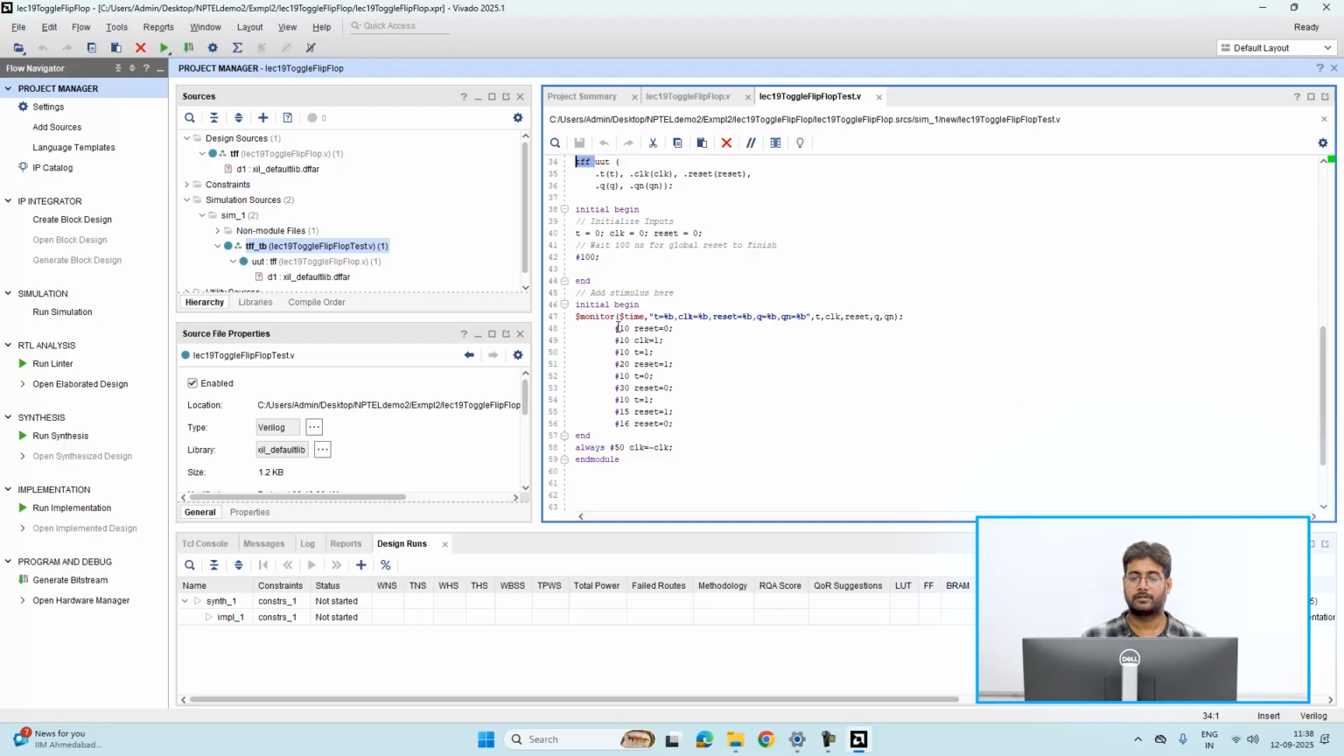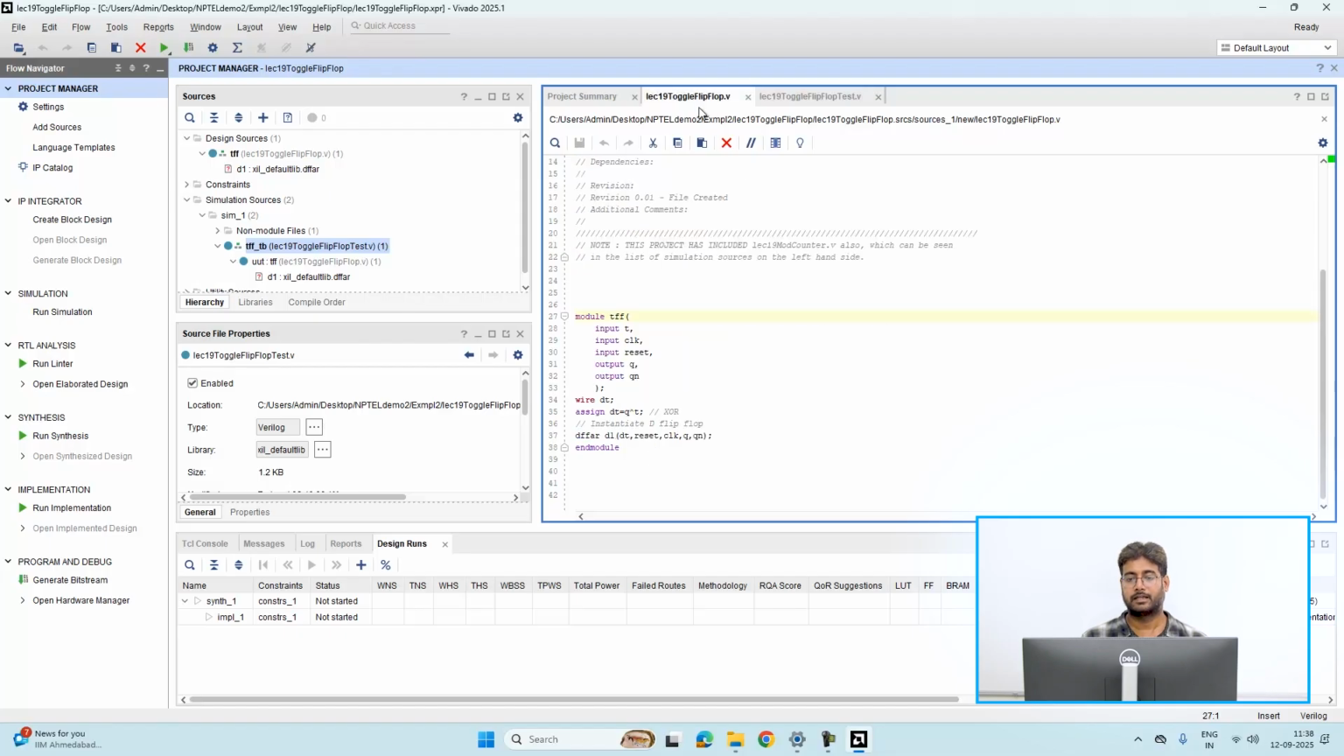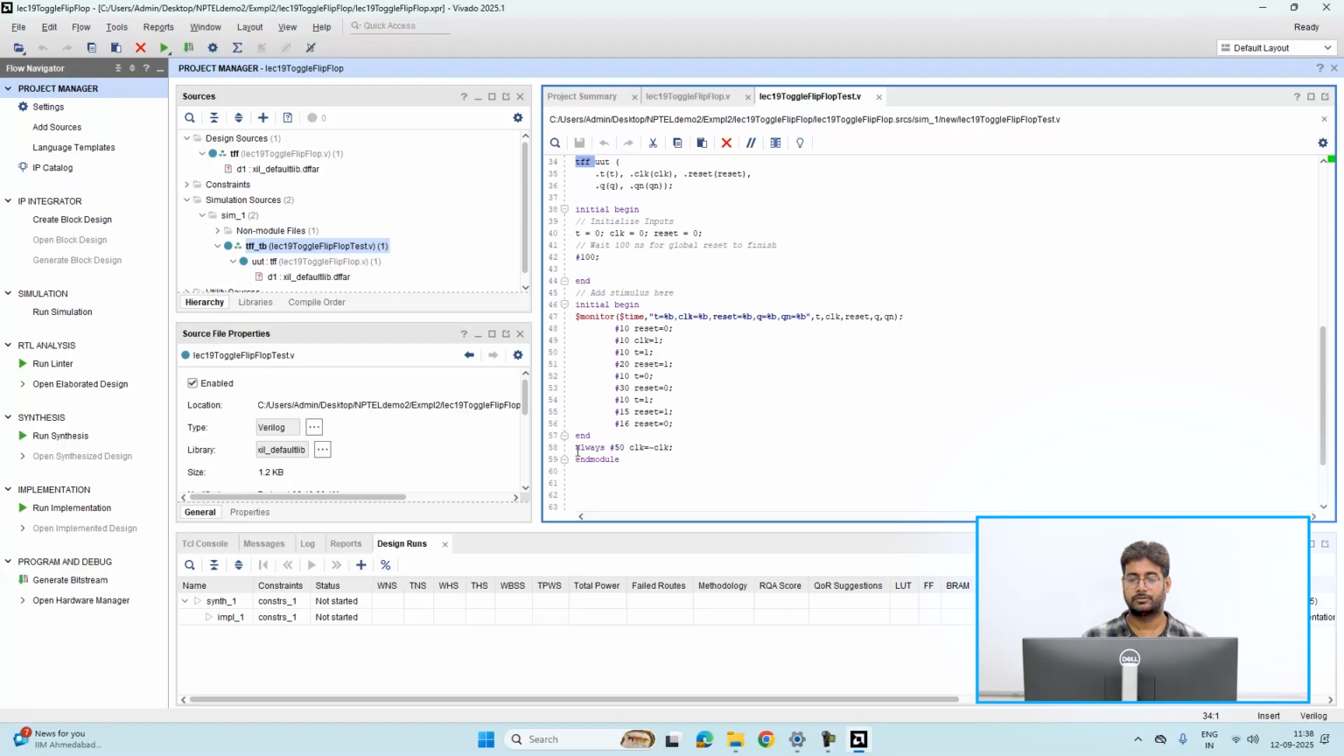And the stimulus: after 10 nanosecond, hashtag 10, that is 10 nanosecond, reset equal to 0. Then again after 10 nanosecond, clock equal to 1, then T equal to 1, likewise up to this point. Then we will end it. As it is a sequential circuit, because we have clock inputs here, we need to define a clock also in the test bench. So using an always block, we have defined a clock of time period equal to 100 nanosecond. Then we will end this module.